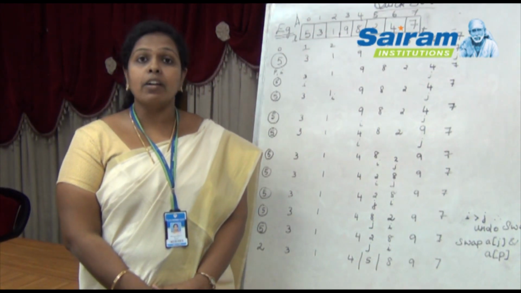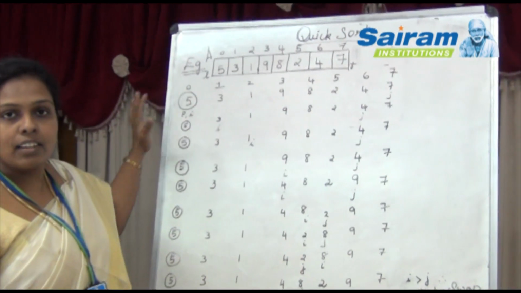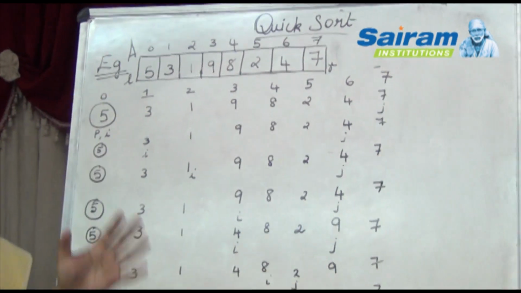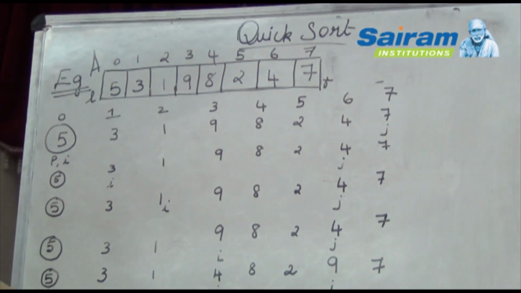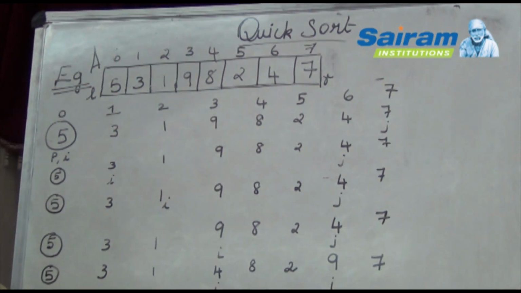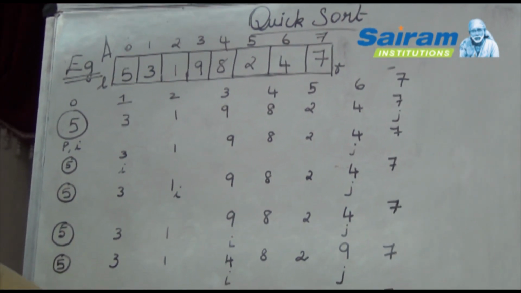The topic today we are going to see is quick sort. We are going to analyze the quick sort. Sorting is the process of arranging the elements in ascending or in descending order. Today we are going to see how to sort the elements in an array using quick sort.